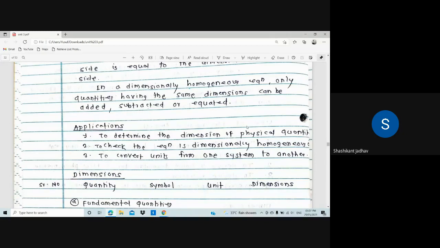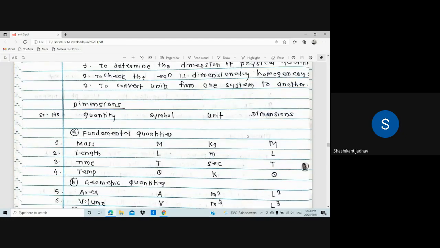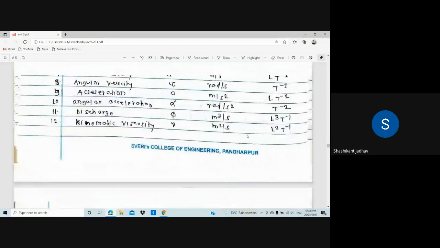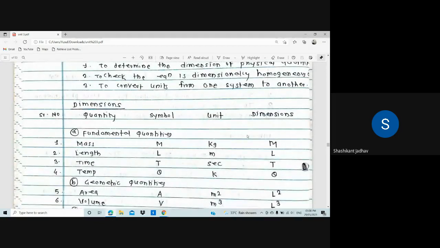Second, to check the equation is dimensionally homogeneous. Third, to convert units from one system to another system.